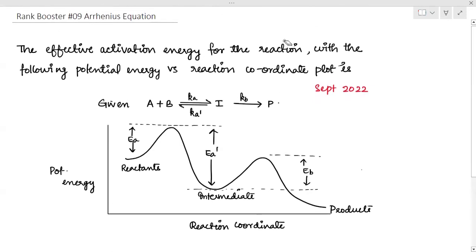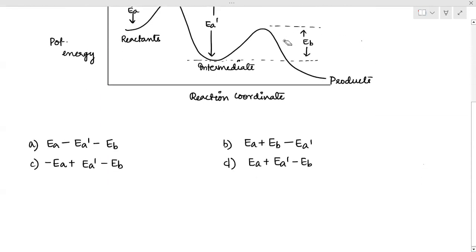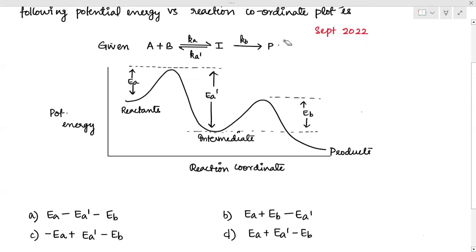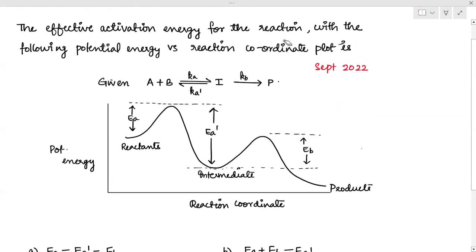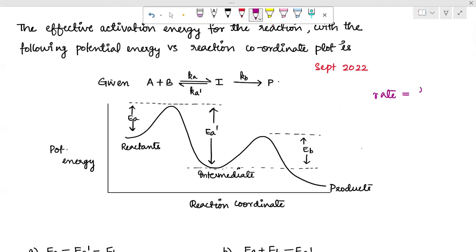Okay, so what's the question? The effective activation energy for this reaction is the question. Okay, so the 4 options are given. Very easy. So if you have a question of this sort, we'll first write the rate of the reaction. That is going to be the step where the product is being formed. And over here, rate is equal to Kb into concentration of I. Now, I being an intermediate, we need to eliminate I from our system. Okay, so we have equilibrium in the system. We can eliminate it with the equilibrium approximation method.